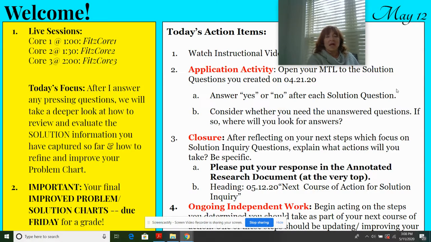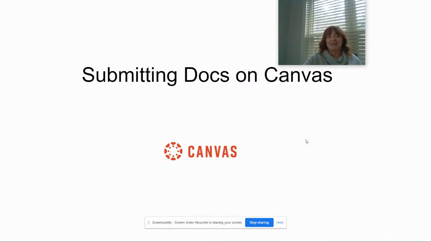Today, we're going to focus on something very similar to what we did yesterday, except today we're going to talk about how we can review and evaluate the solution information that you have found so far so that you can refine and improve your problem solution chart. Your final improved, refined problem solution charts are due on Friday. That's a week from the original due date so that it gives you some time to make them stronger, build on your reflections, make sure that you're answering all of the relevant inquiry questions that you need to answer. So let's go ahead and get started.